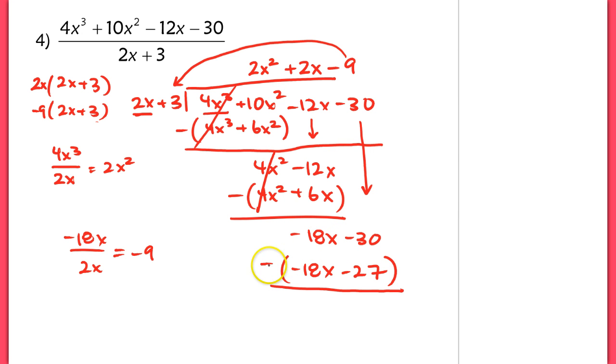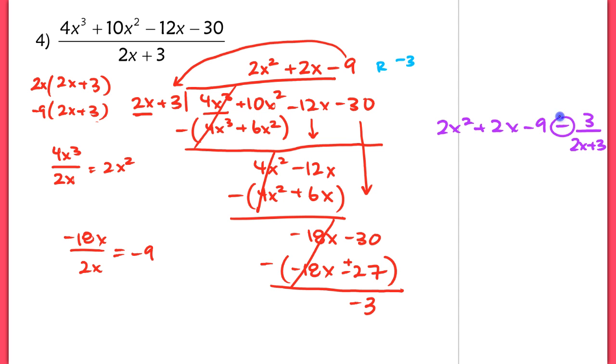So now this ends up canceling, right? You'll have negative 30 minus a negative 27, which makes that a positive 27, giving you a remainder here of negative 3. It's a remainder because 2x does not fit inside of negative 3. So I'm going to write my final answer here. So I have a remainder of negative 3. Write my final answer as 2x squared plus 2x minus 9 minus, this time, 3 over 2x plus 3.